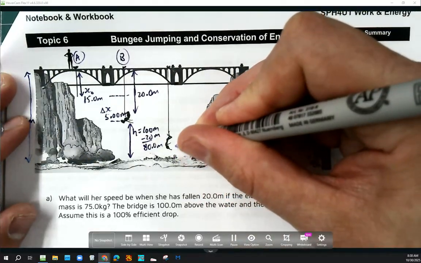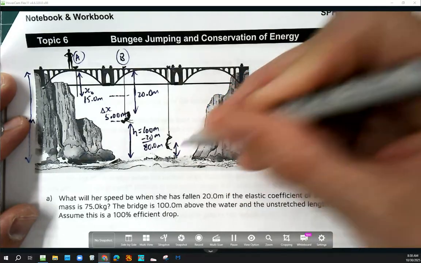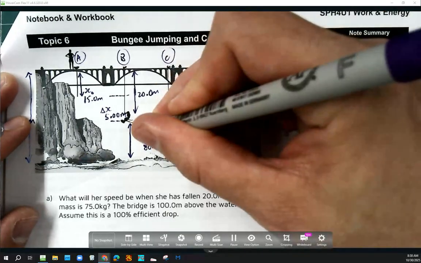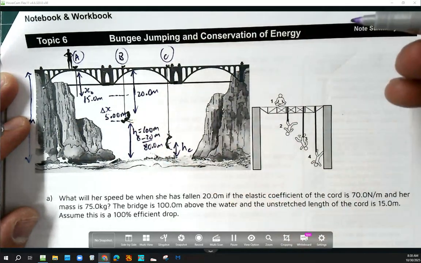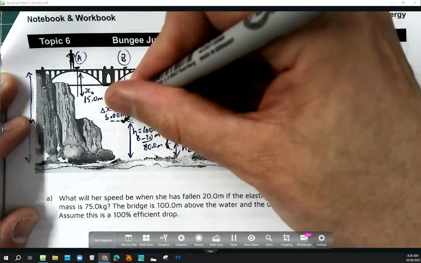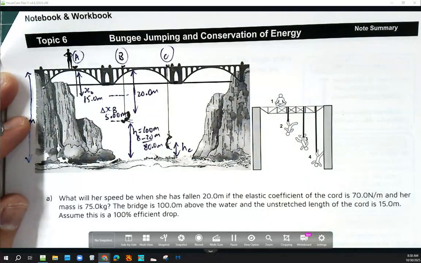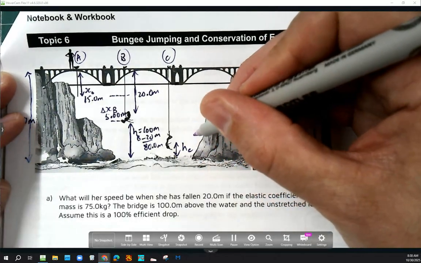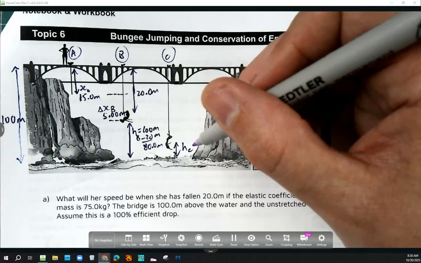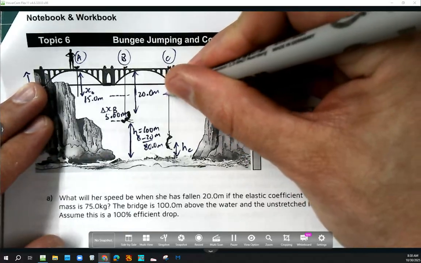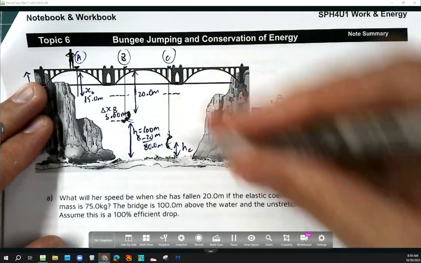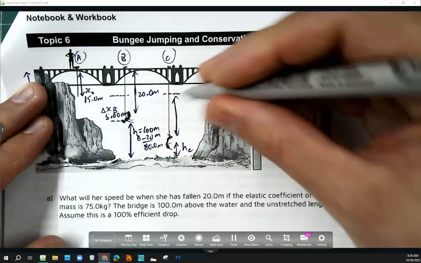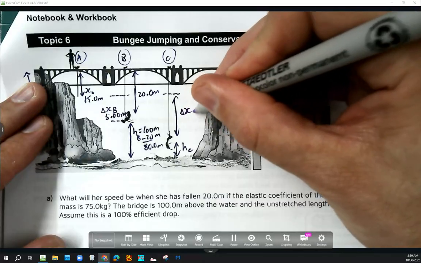And when she gets to the very bottom, let's just say this is going to be her lowest point, she is going to have a height. I'll call it height C. We'll call this time C. We could have height B. We can even have delta X B. And when she's at height C, I don't actually know what that value is yet. I haven't figured that one out yet, but I do know that based on what the slack length of the rope or the bungee cord is, she would have gotten to a delta X C value.